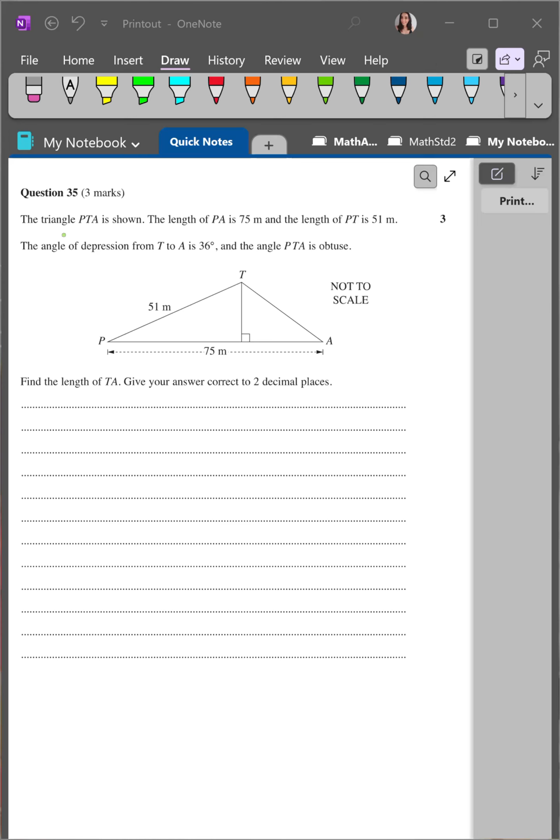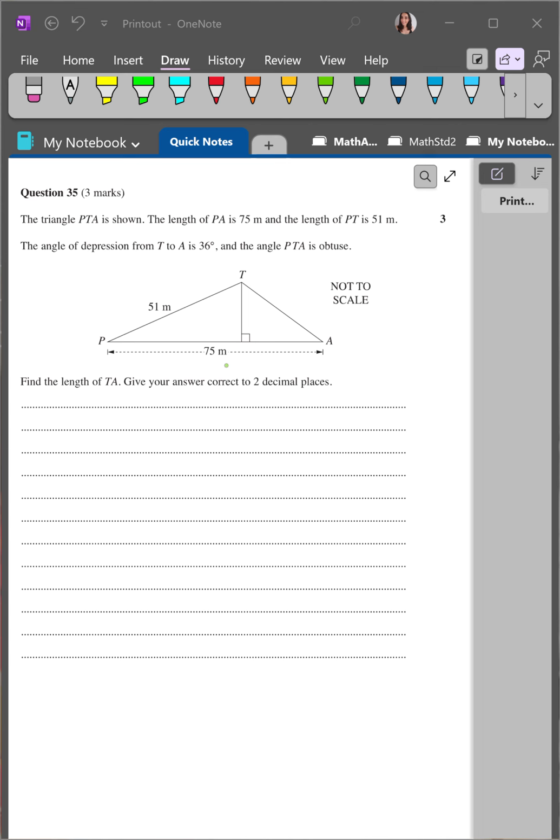Question 35. The triangle PTA is shown. The length of PA is 75 meters and the length of PT is 51 meters. The angle of depression from T to A is 36 degrees and the angle PTA is obtuse. So, find the length of TA and give your answer correct to 2 decimal places.